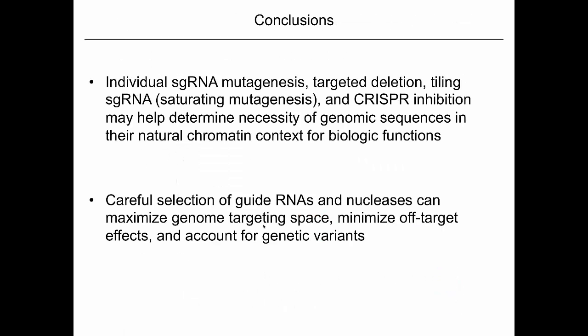So in conclusion, there's a variety of modes of CRISPR that I think are really useful, including individual guide mutagenesis, targeted deletions, tiling guide RNAs, and, in something I didn't have time to talk about, CRISPR inhibition, which can help determine the necessity of genomic sequences in their natural chromatin context for a variety of biological functions. And one needs to carefully select both the guide RNAs and the nucleases to maximize the genome targeting space, minimize the off-target effects, and account for genetic variants.